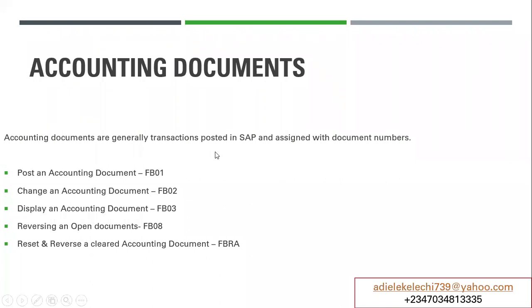So accounting documents are generally transactions posted in SAP and assigned with document numbers. So by now, you should have known that, if you're new, you might be new to SAP too. Whenever a transaction is posted in SAP, there are document numbers assigned to that document that was posted in order for you to track those transactions. So the way you can track those transactions is by using the document numbers. It's part of the nature of SAP, of course, the software. Every transaction is posted with a document number.